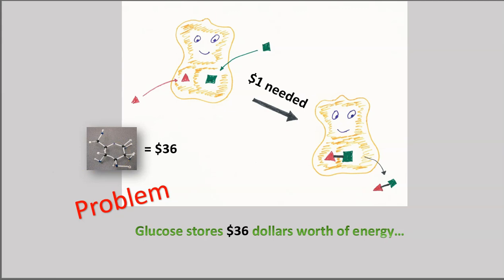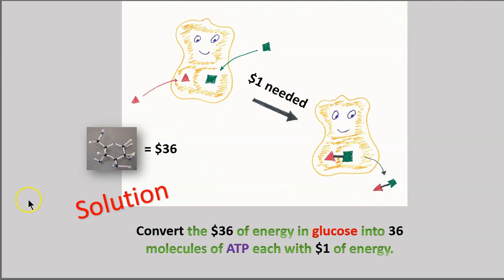So this is the problem that the cell faces. It's not appropriate to use glucose to directly power this chemistry. The chemical reactions require smaller quantities of energy to proceed. So the solution that cells have evolved is the ability to convert the $36 of energy in glucose into 36 molecules of ATP, each with $1 worth of energy.